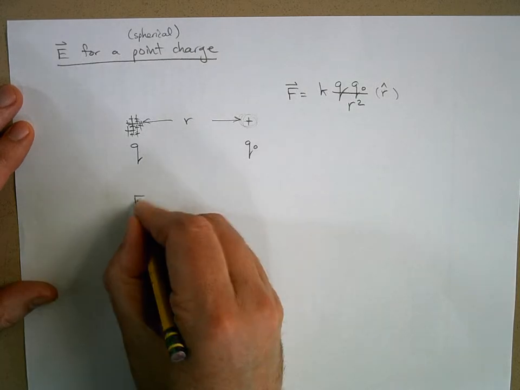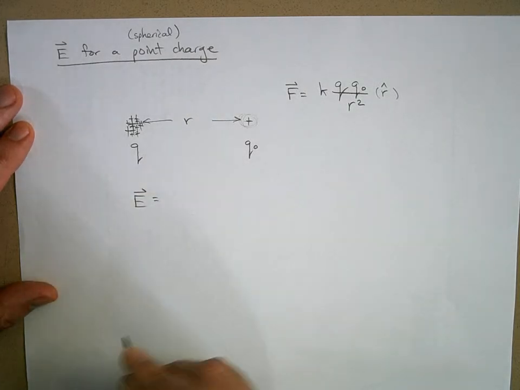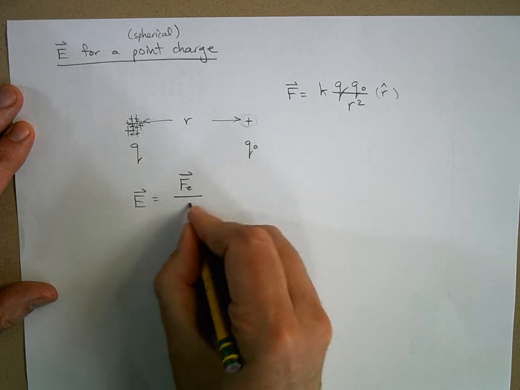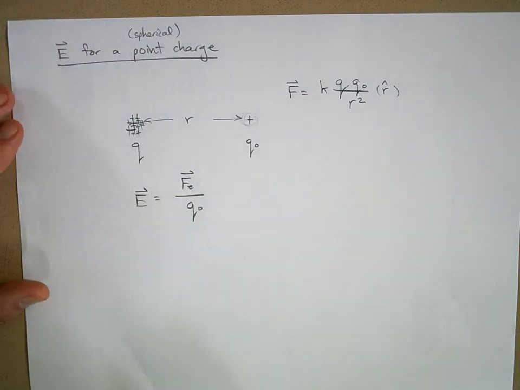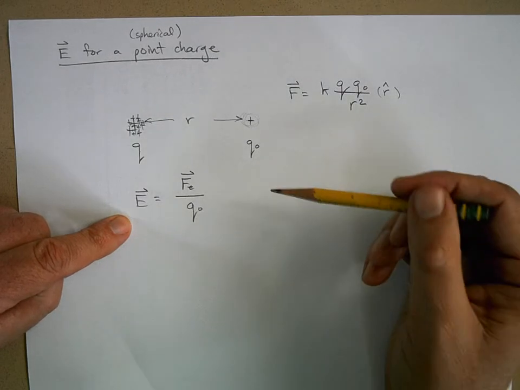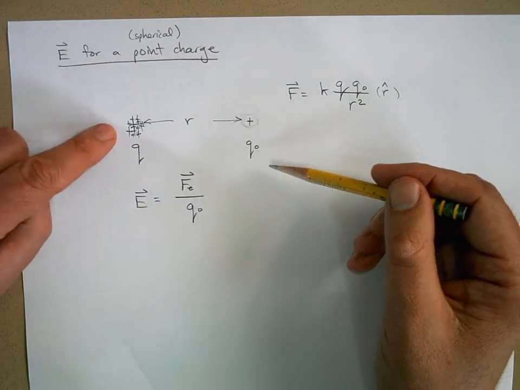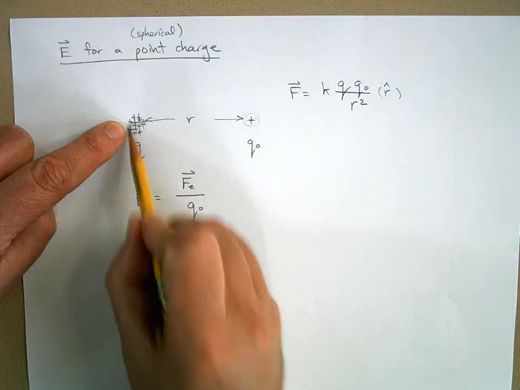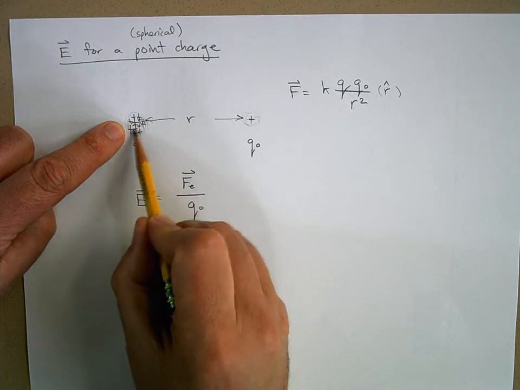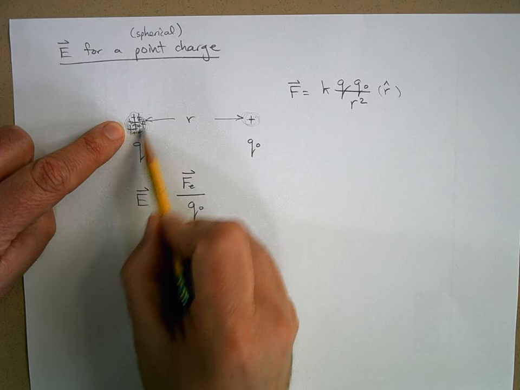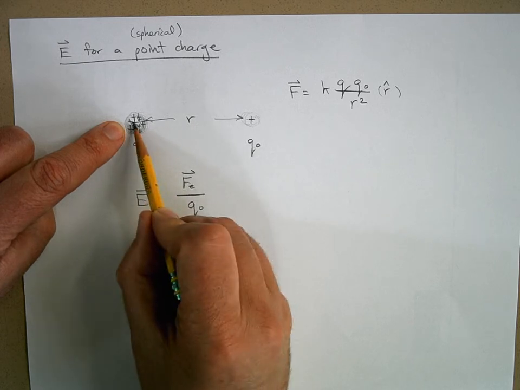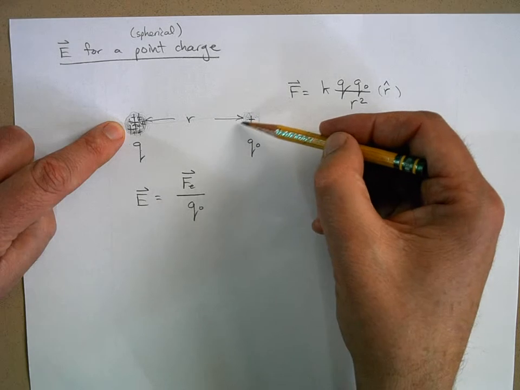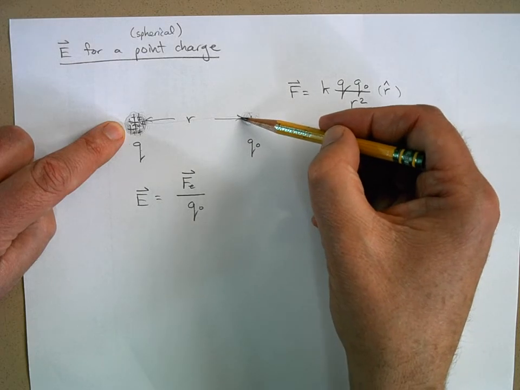All right, so now let's figure out what the electric field is. Well, we said the electric field, by definition, is the electric force divided by my test charge. So here, I'm going to figure out what is the electric field at this point right here, r away from this point charge. So here's my point, or my spherical charge. I'm a distance r away from it. I'm going to use Q naught to figure out what is the strength of the electric field at this point.